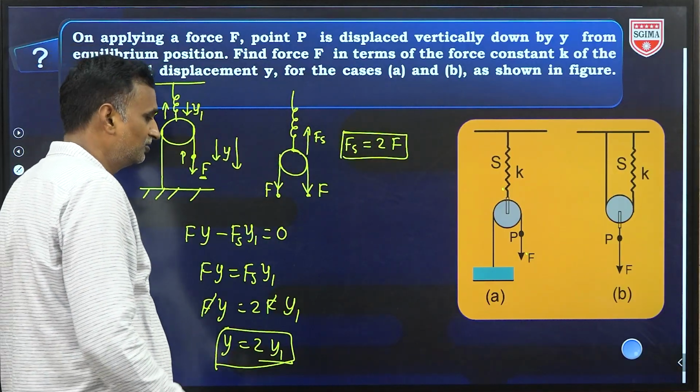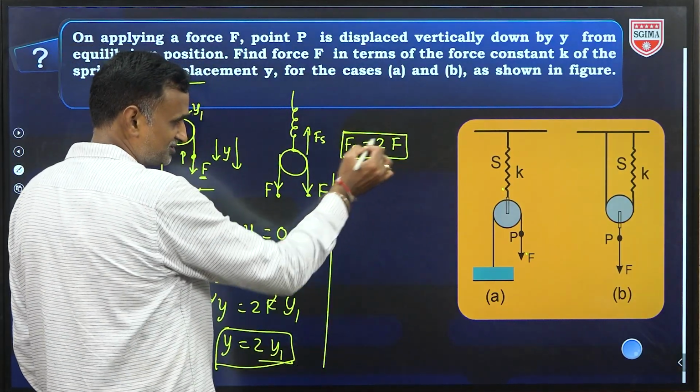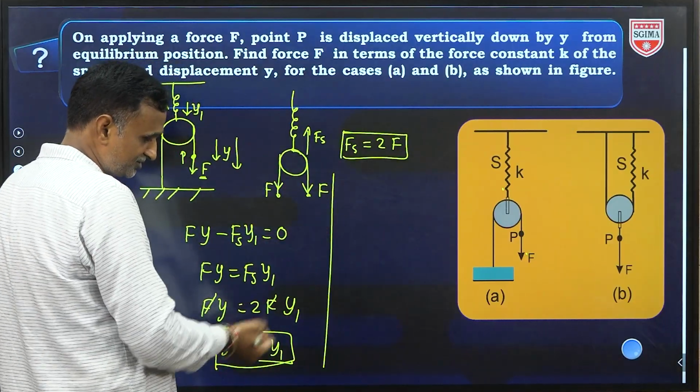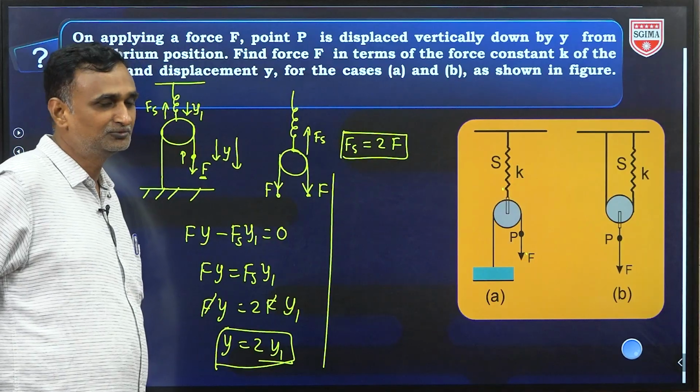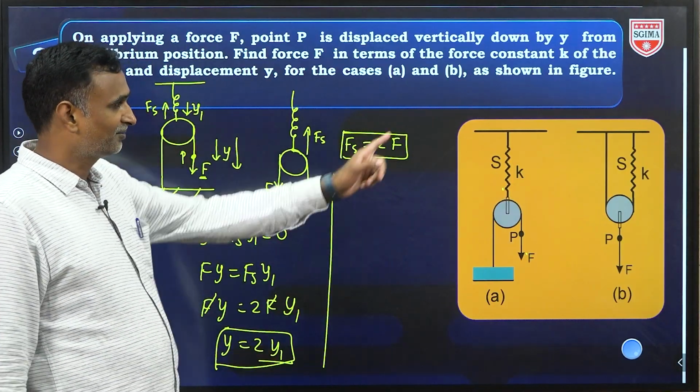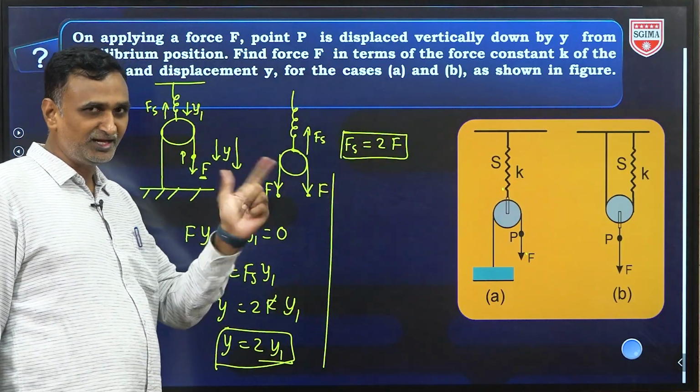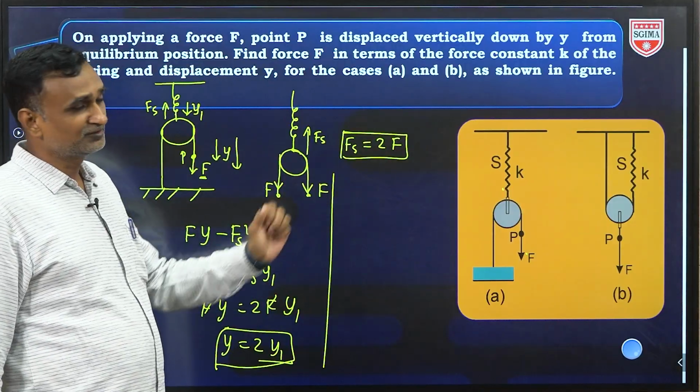Now we can use the same relation and by application of this we can solve for the F value. First they are asking the capital F value in terms of K and y, meaning K should come from what?